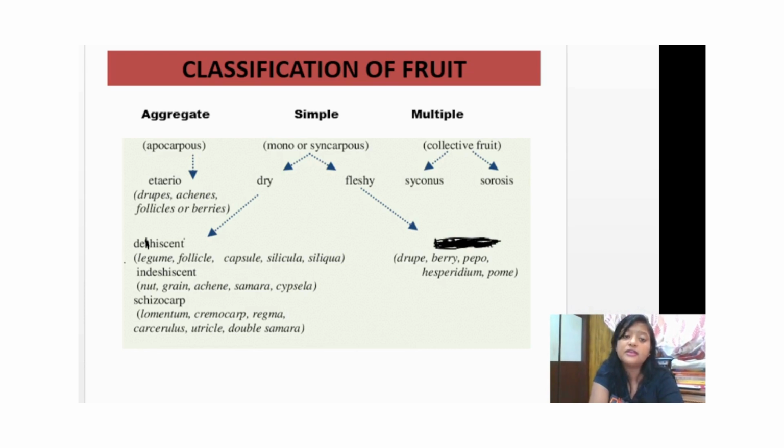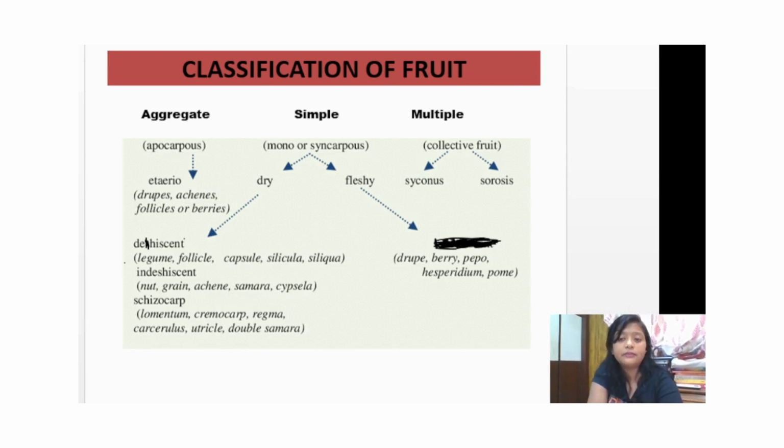Then aggregate. In aggregate, the carpels are in free state. Okay. So examples are etaerio. Okay, etaerio basically means fruit. Remember. Okay, don't confuse it. Etaerio means fruit. Okay. So etaerio of drupes, etaerio of achenes, etaerio of follicles, etaerio of berries. These are all fruits. Remember.